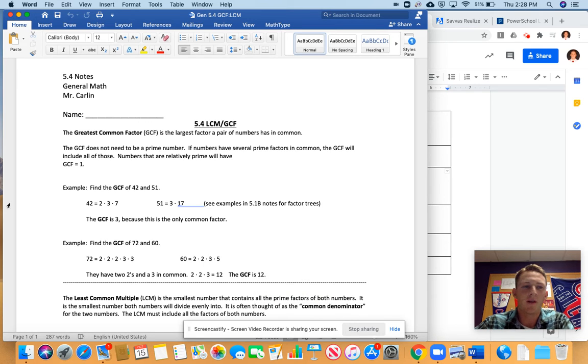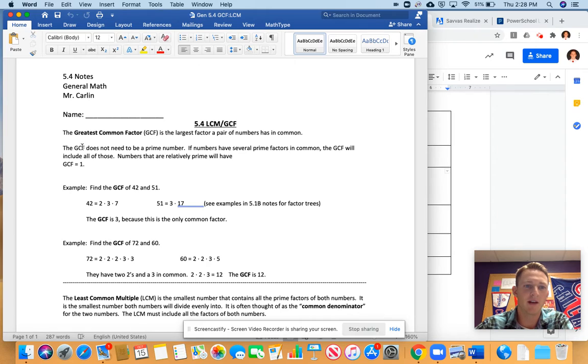All right, general math, finishing up chapter 5 today with some least common multiples and greatest common factors. So starting with greatest common factors, GCF, it's the largest factor that a pair of numbers have in common. So if we have two numbers, what's the biggest number that goes into both of those numbers?